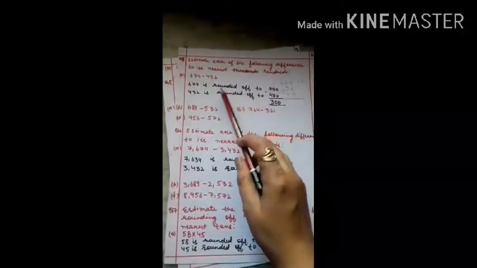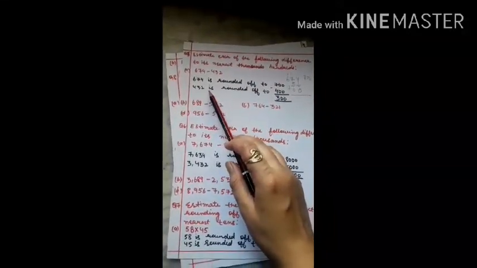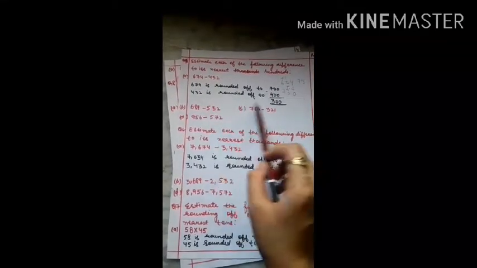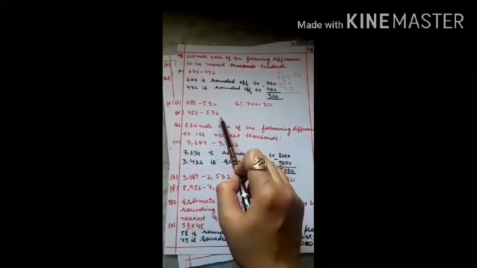Same procedure you will follow. 432, 3 is less than 5, so no change will be done. You can write 400 here. B, C and D part will be done by you people.